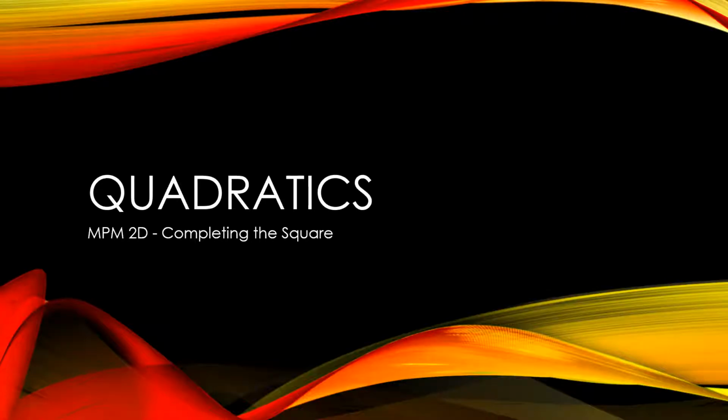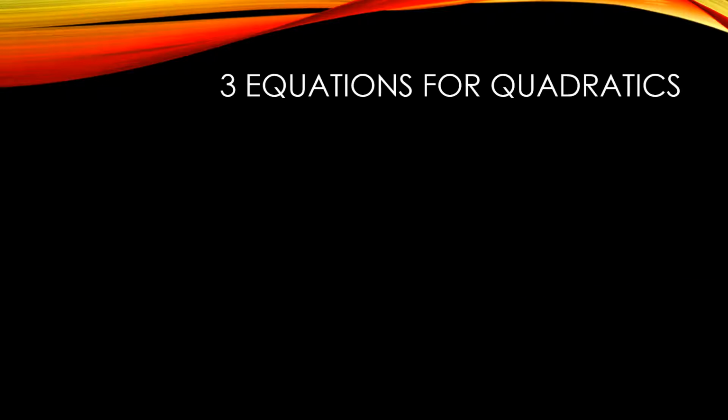Today we're talking about quadratics, specifically completing the square. This is from the MPM 2D, grade 10, academic math. Quadratic relations can be represented using three different equations: standard form, factored form, and vertex form. And these three equations, they're interchangeable. What does that mean? It means that you can change from one format to another.